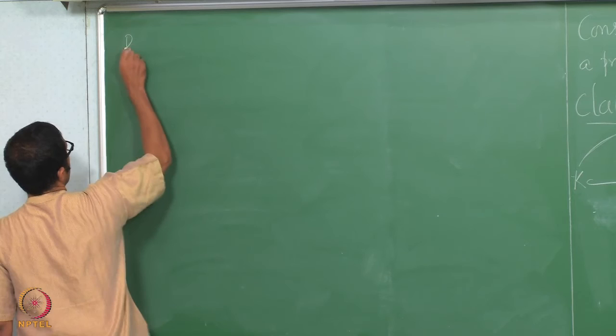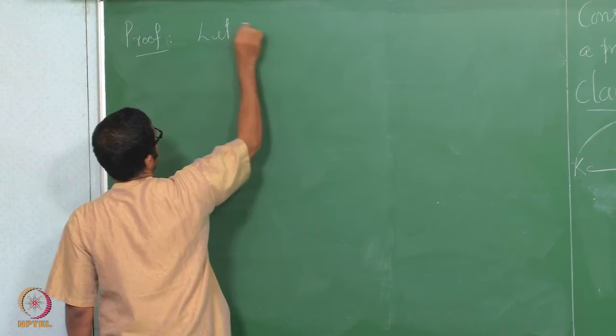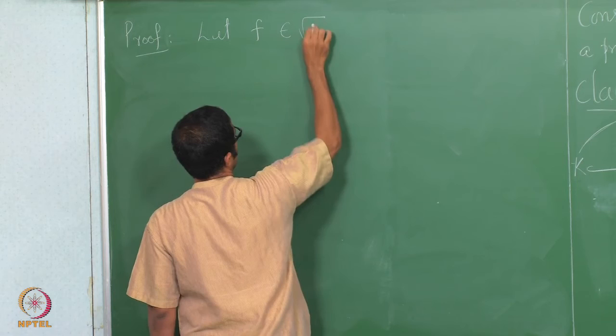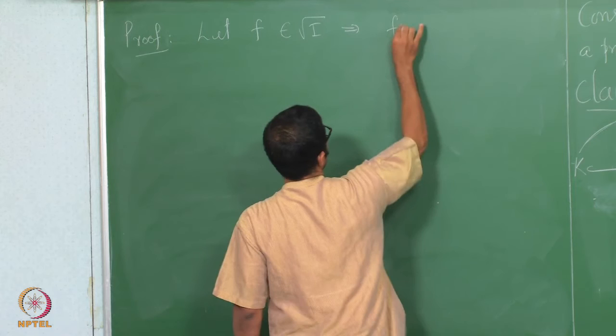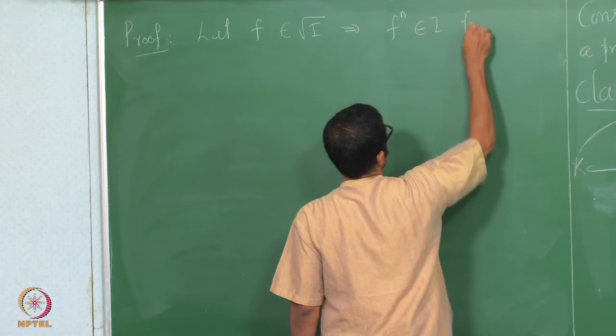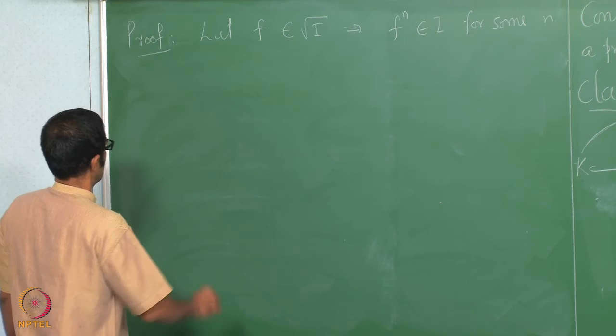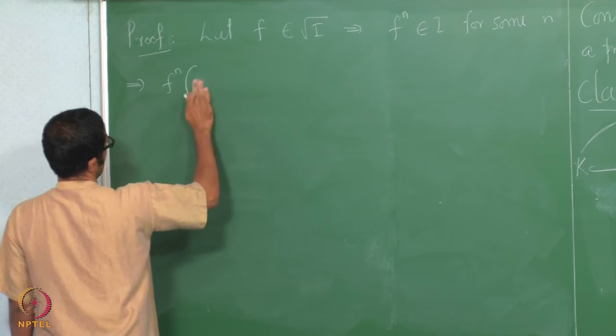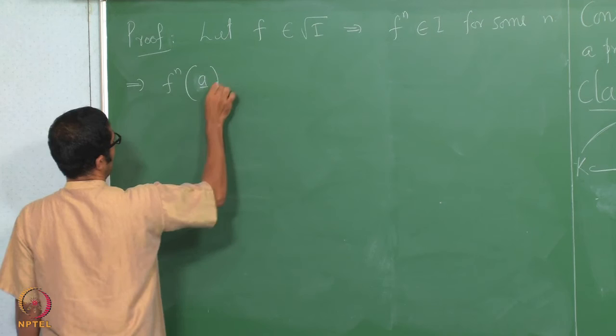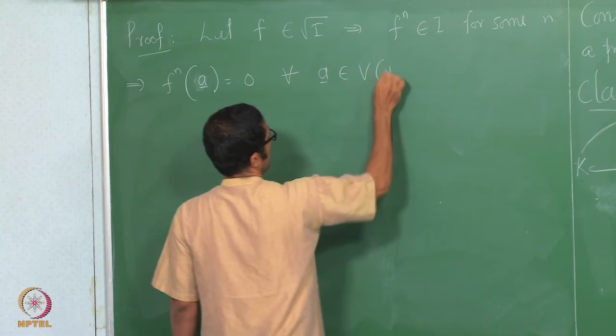So suppose F is in the radical of I. That implies that F power n is in I for some n, okay. That means F power n of A is 0 for every A in V of I.